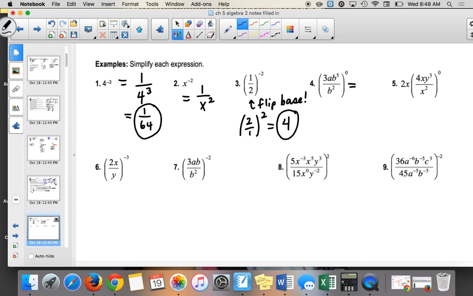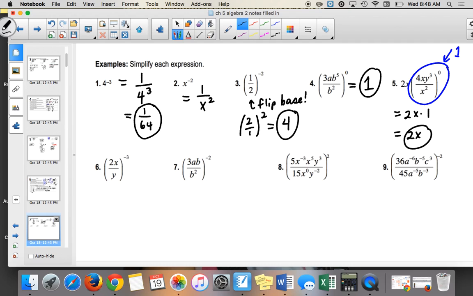What about number 5? Be careful. Part of it, this part's 1, right? So we have 2x times 1, which is going to be 2x. I tricked you.